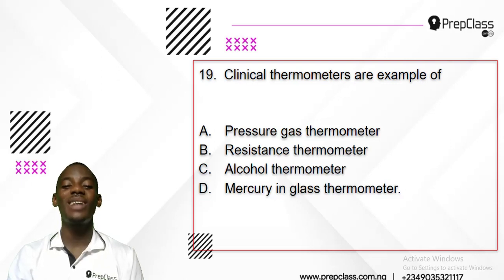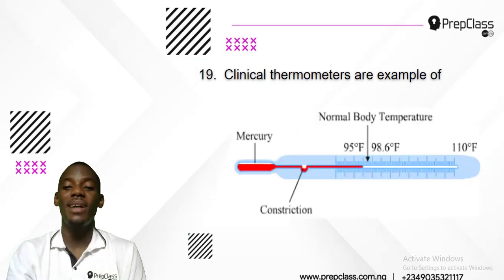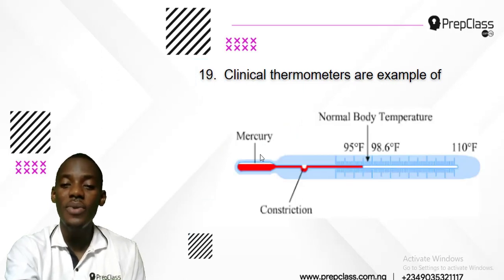Is this an alcohol thermometer or a mercury in glass thermometer? Do you have any idea? This is very easy. Now that is correct. The answer is just a mercury in glass thermometer. Now you can see this is actually mercury in it.